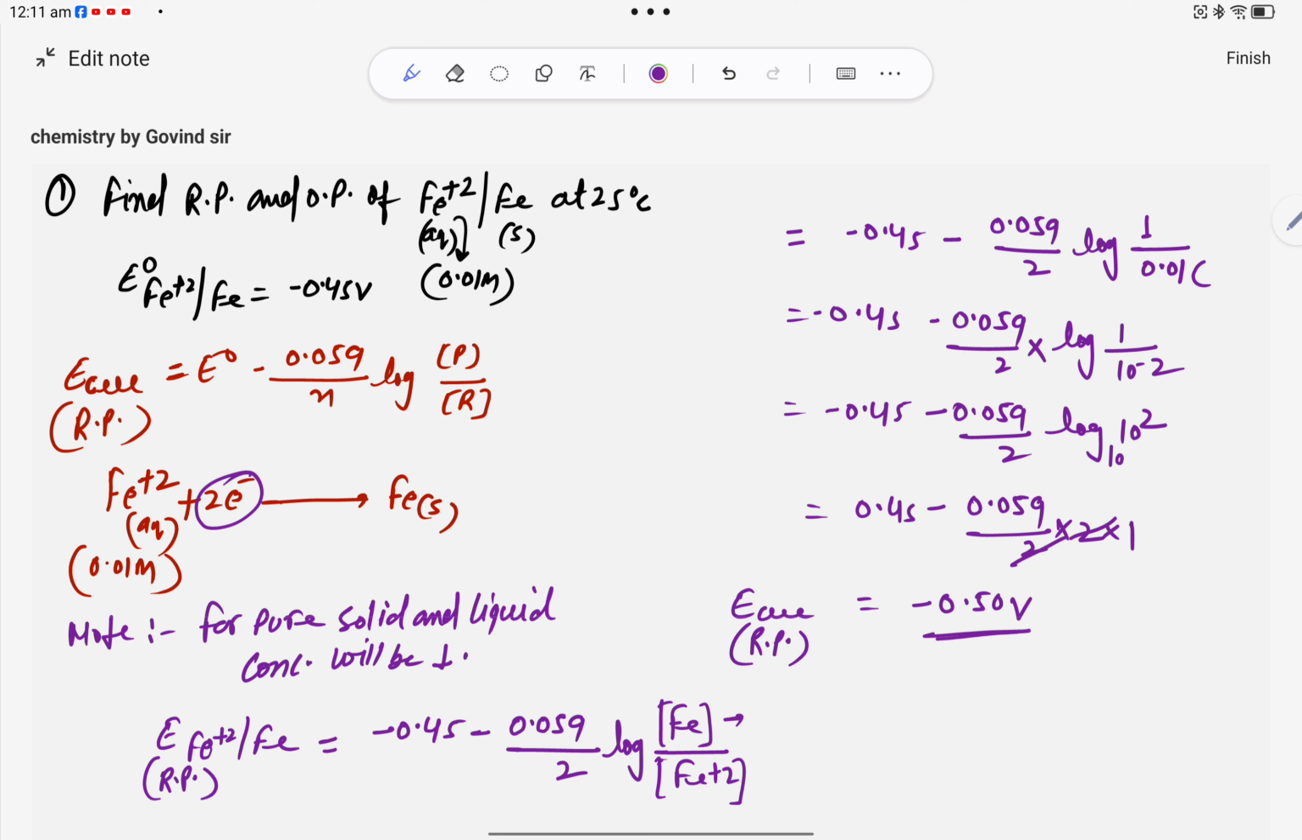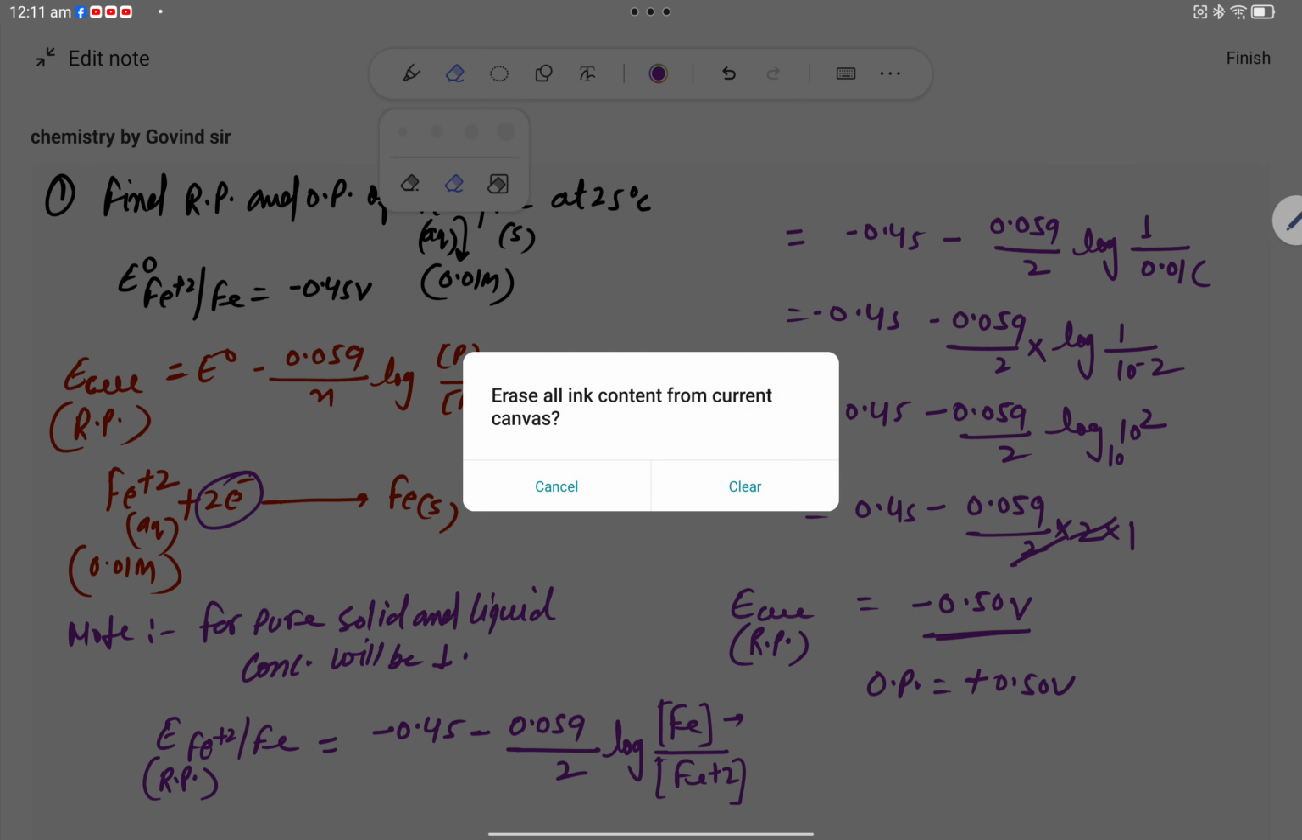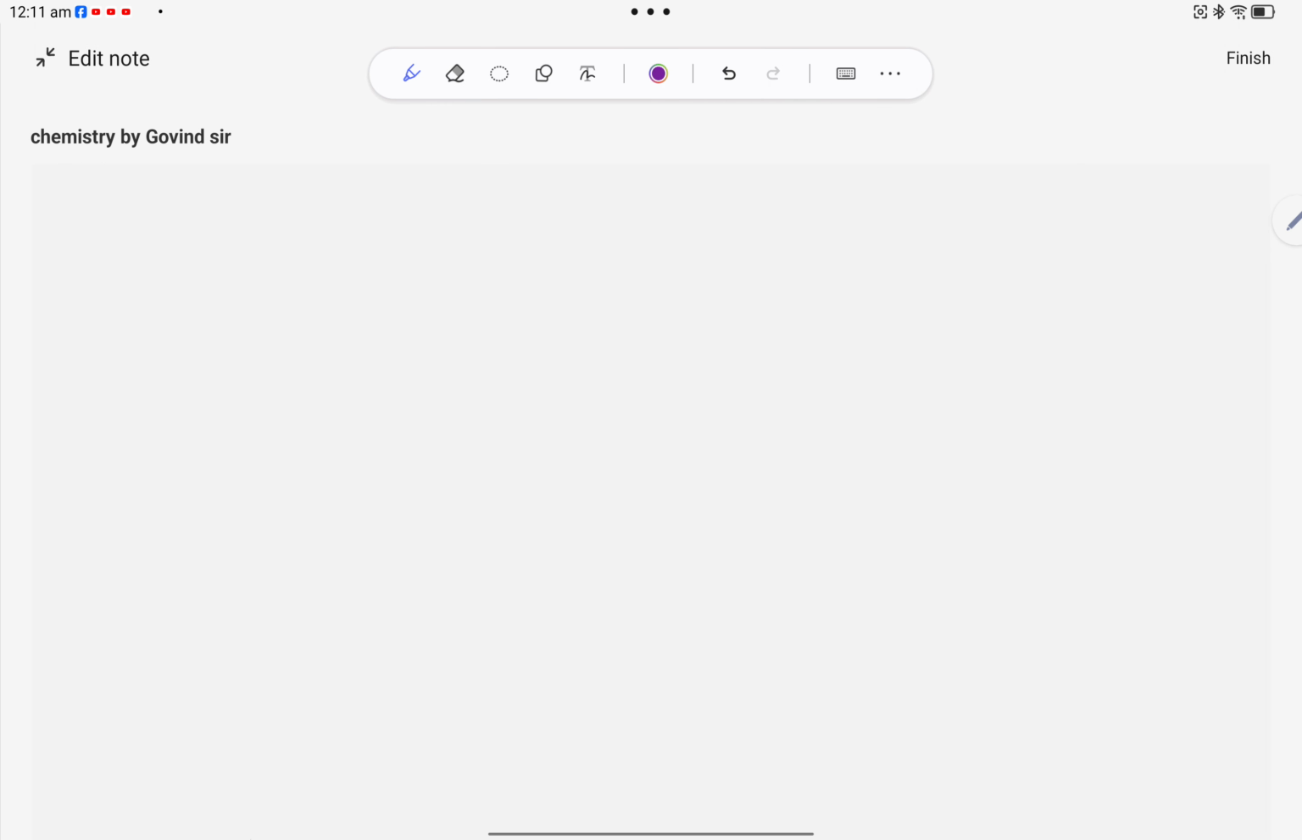So oxidation potential will be what? Plus 0.50 volt. Like that we'll solve the problem. Next question, number 2.